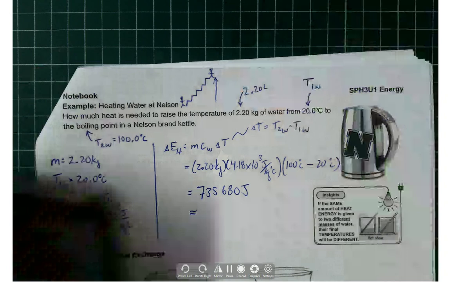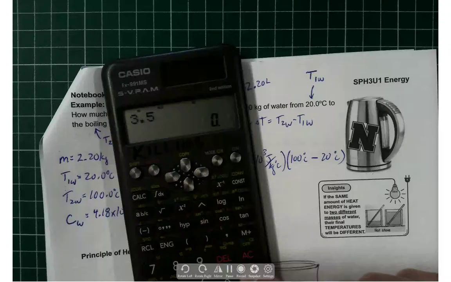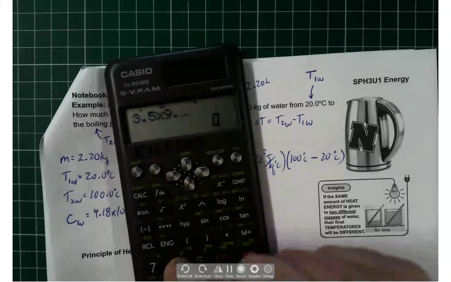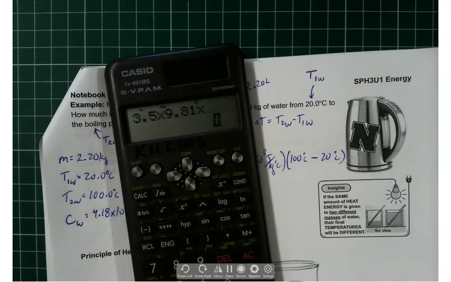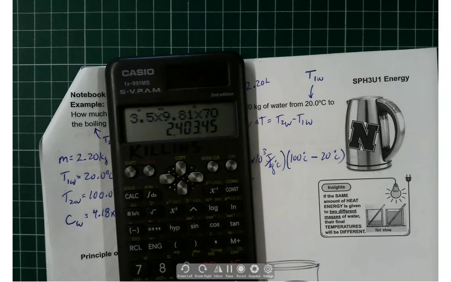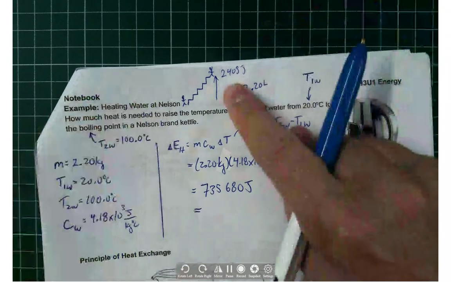I'll do the math. Let's just say that we went up 3.5 meters. How high was the staircase? 3.5 meters sound good? Let's say 3.5 meters times 9.81 times, let's just say somebody was a 70 kilogram student. All right, 2,403 joules. That seems okay. So 2,403 joules for somebody to climb the stairs.